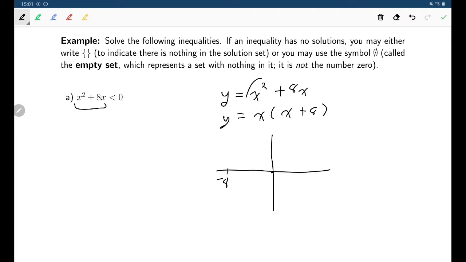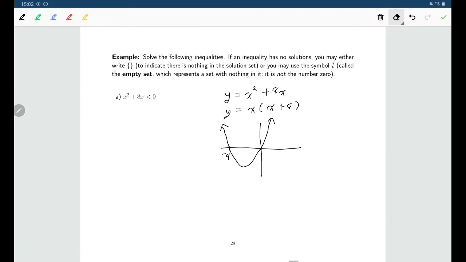We also know that since the coefficient for the x squared term is positive, it's a parabola opening upward. So whatever we're looking at here, it's a parabola opening upward. It crosses the x-axis at 0 and at -8. So the question that we had is, where is this less than 0? Where are we below the x-axis? And the answer is we're below the x-axis between -8 and 0.